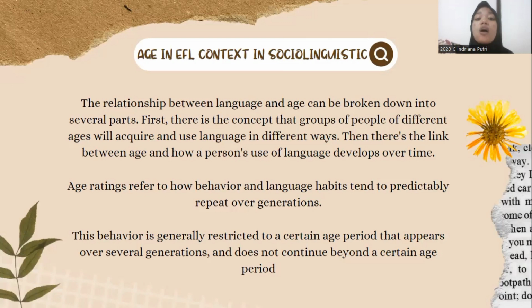Age grading refers to how behavior and language habits tend to be predictably repeated over generations. This behavior is generally restricted to a certain age period, appears over several generations, and does not continue beyond a certain age period.